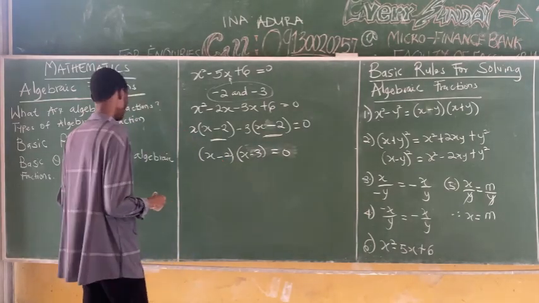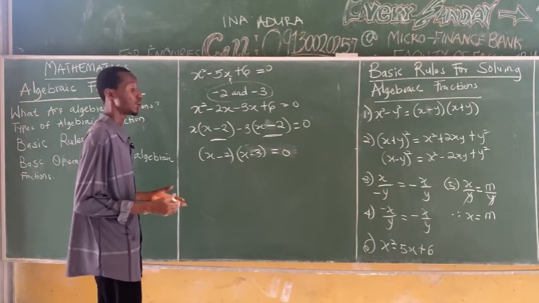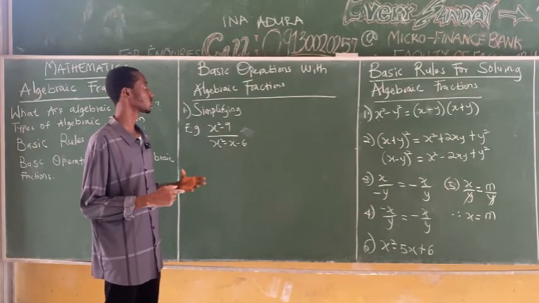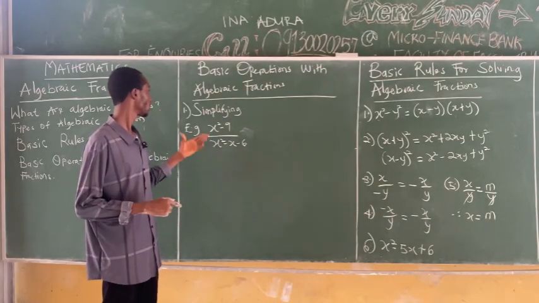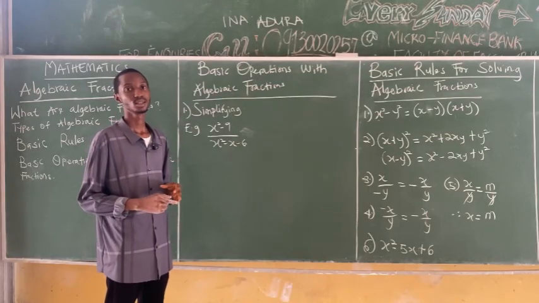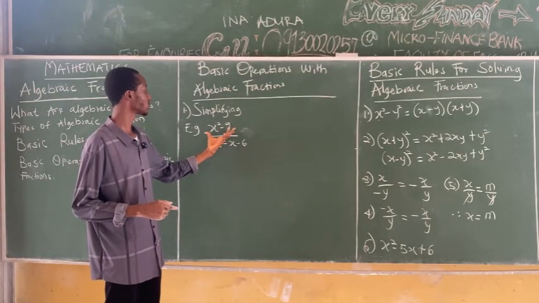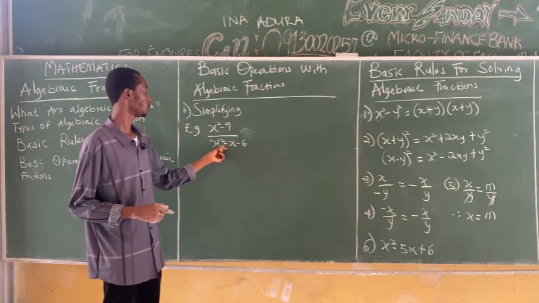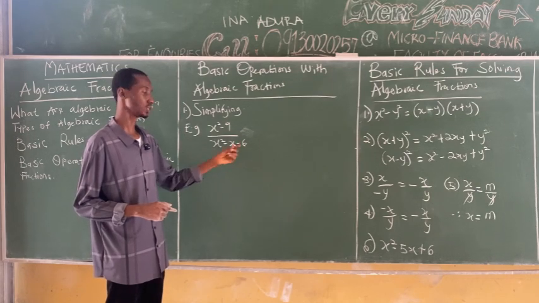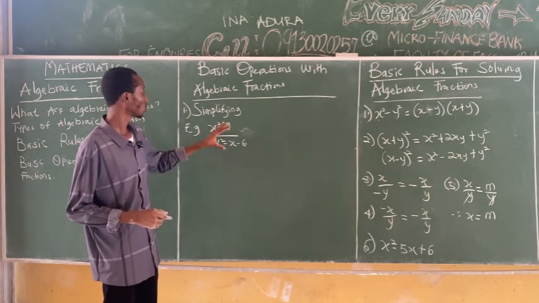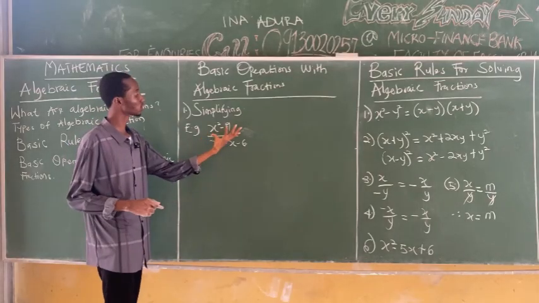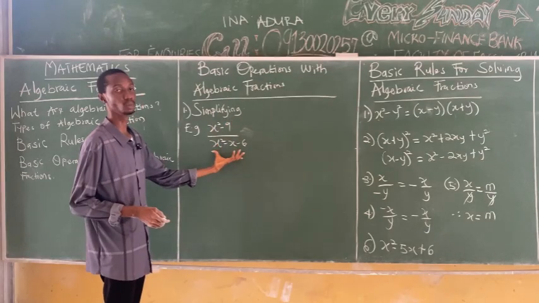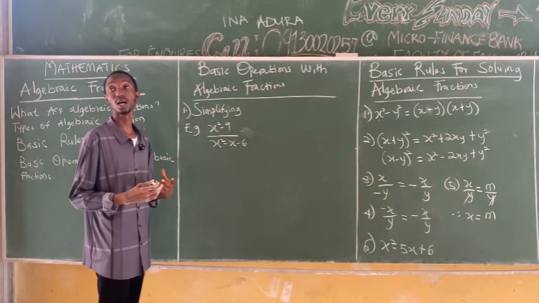Let's move on to basic operations with algebraic fractions. For basic operations with algebraic fractions, the first we have here is simplifying. When we have a question like this, look at this example, x squared minus 9 divided by x squared minus x minus 6. What you need to do here, when you're given a question like this and they say you should simplify, is factor both the numerator and the denominator. Then you cancel out their common factors.